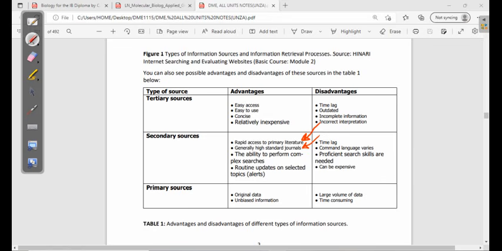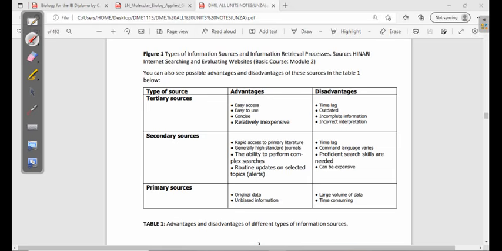So secondary sources of information can help us to perform complex research, because secondary sources are evaluations and such things. You are going to get to evaluate this data from the primary sources, and that will be a complex research, and that will make you also understand some other things you didn't understand because of the deeper and complex research that you've taken. And also the routine updates on selected topics.